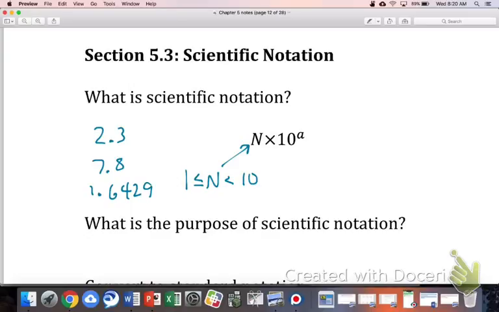These would be examples of numbers that don't work for n. 12. Yeah, 12 is outside of that domain, isn't it? 0.6 is outside of that domain. Here's a tricky one, 13.9. It's got a decimal in there, so sometimes people will think that would be a good number for the n, but it's bigger than 10, isn't it? So that doesn't work either. That n value has to be between 1 and 10, but not including 10. Make sense?